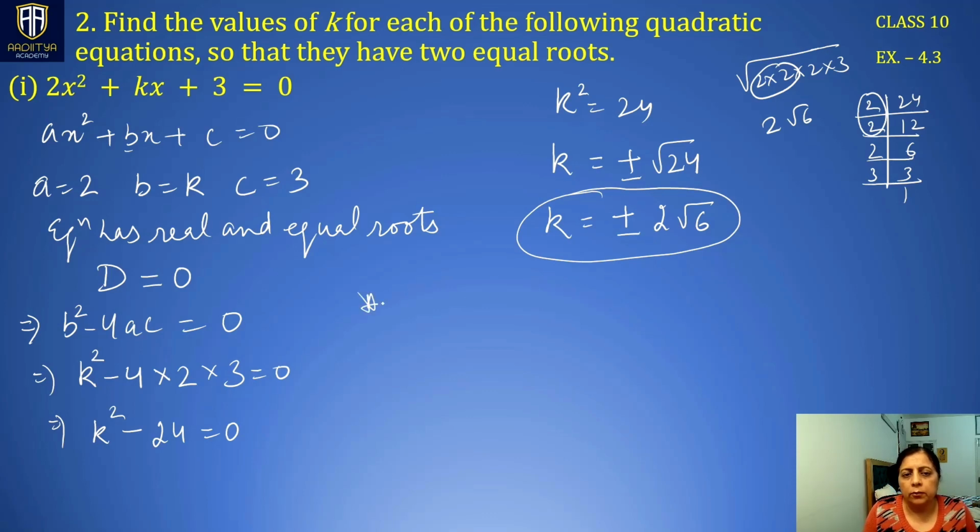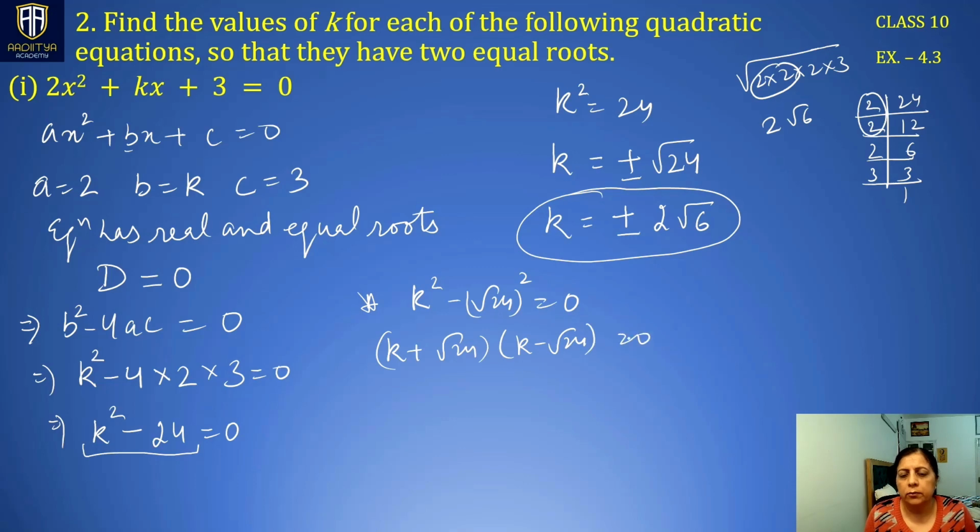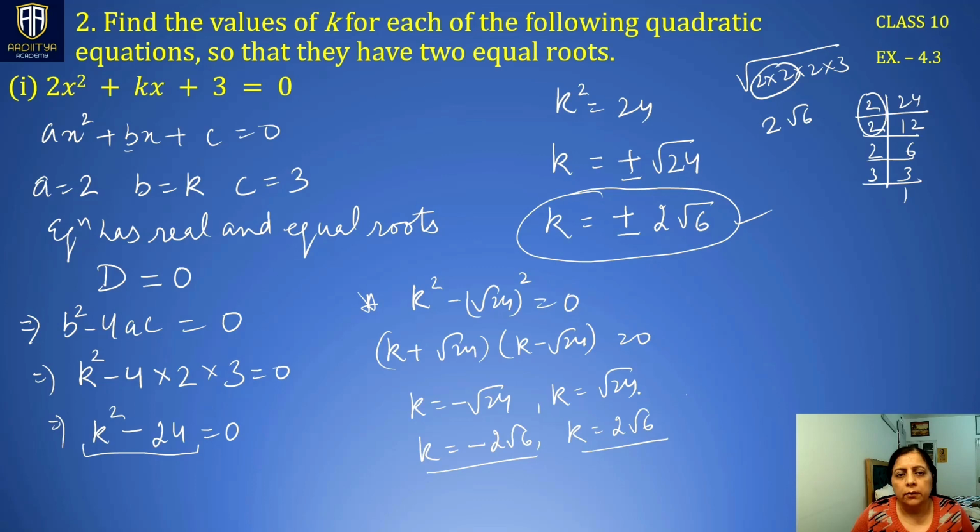Or the other way, I'm telling you, you could have done here like k square minus root 24 square is equal to 0. You can factorize here using the a square minus b square formula. So now we can write this as k plus root 24, k minus root 24 is equal to 0. So k becomes minus root 24 or k is equal to plus root 24. So k here also becomes minus 2 root 6 and k is equal to plus 2 root 6. In both the cases, we are getting the same values, right?